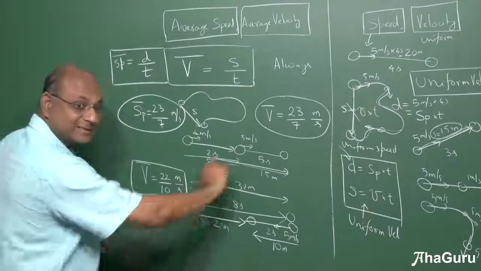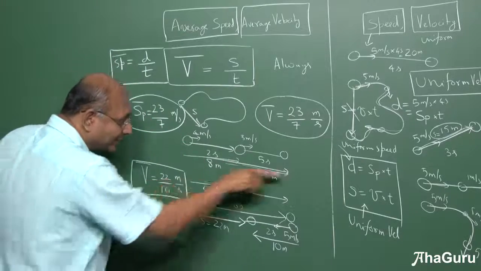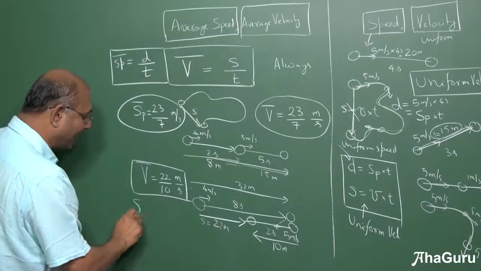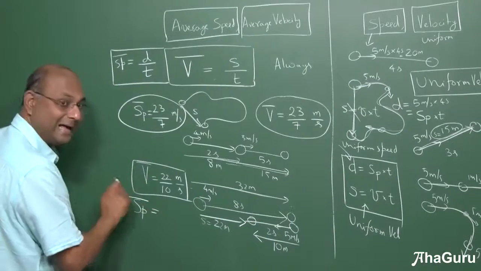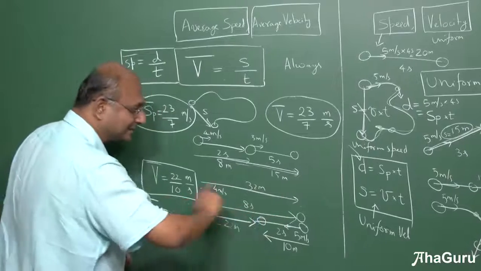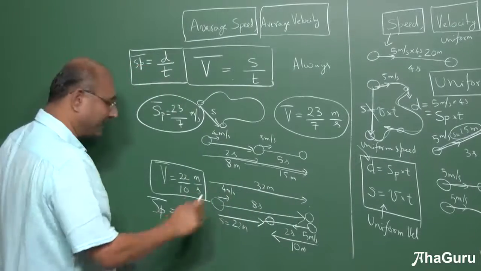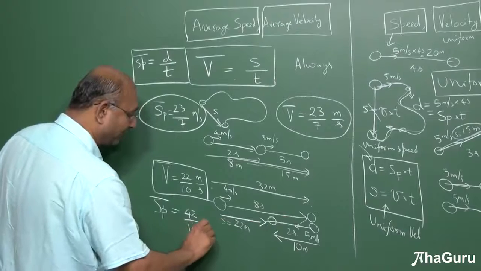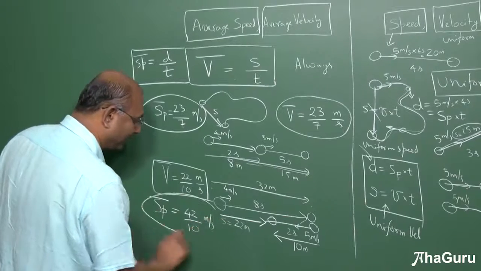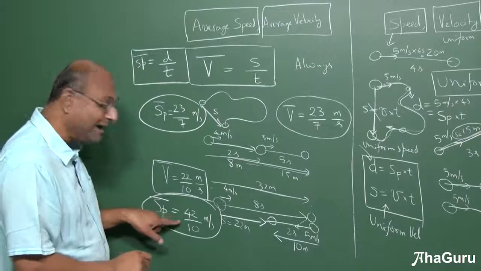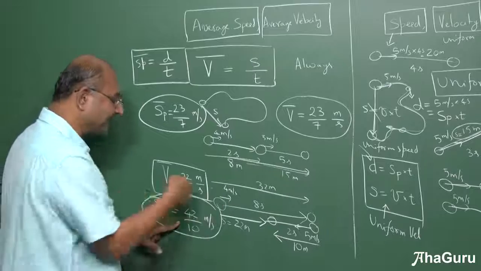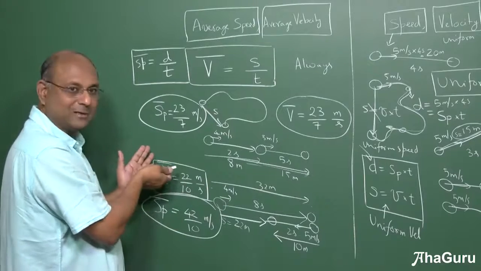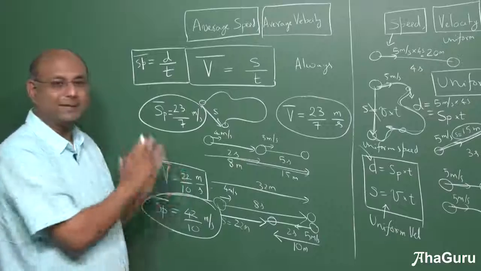But let us look at this. Do you remember this? 32, 10. Displacement was 22. But if I look at average speed, what is the total distance? 32 plus 10, 42. Time is still 10 seconds. So 42 by 10, 4.2 meters per second. Do you see that average speed was bigger than the average velocity in terms of magnitude? So right now we are not worried about the plus minus sign. So I'm looking only at the magnitude.